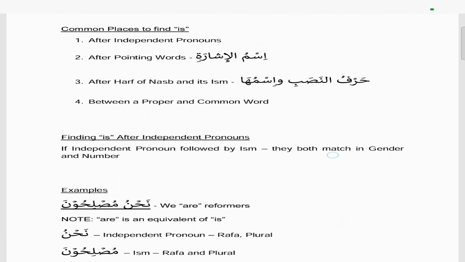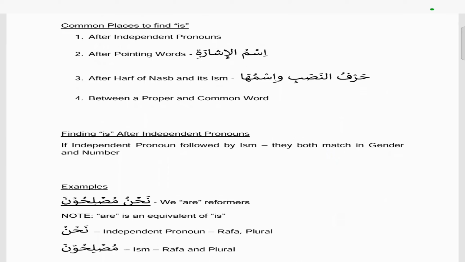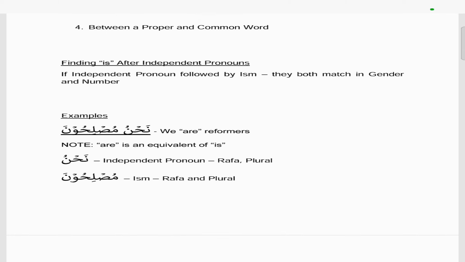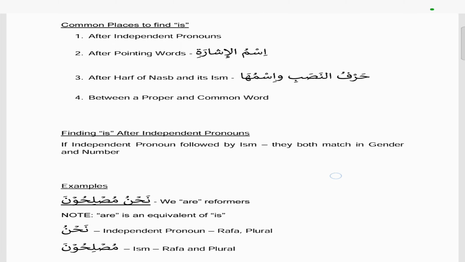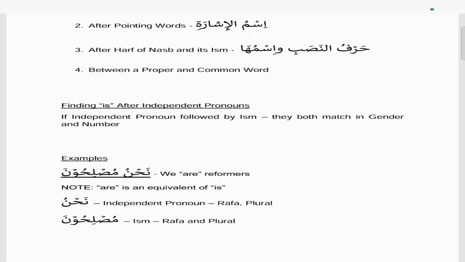So common places to find that word "is" are: you can find it after independent pronouns, we can find it after pointing words, we can find it after the harf of nasab and its ism, and we can find it often between a proper and a common word. So finding "is" after independent pronouns. We'll just go through these four with some examples.